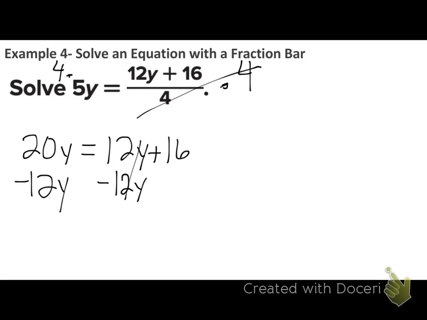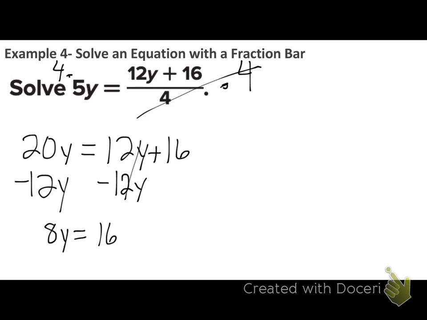20y minus 12y gives me 8y. What's left on the right side? 16. Do I need to do anything else to get my constants to the other side? No, they're already there for me. I didn't have any constants over here. They were all already over here for me. Okay? Now, I've got the variables on one side, constants on the other.